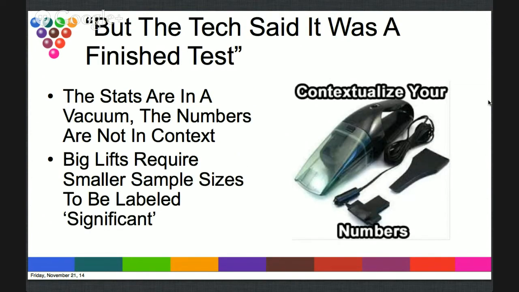And so even there, the tech would have those nice green buttons that say it's good to go. Remember, the stats are numbers in a vacuum. You have to put them in context, and as I was saying, big lifts require smaller sample sizes, which will then get them labeled significant. But if you did a validity test there, it's going to fail.